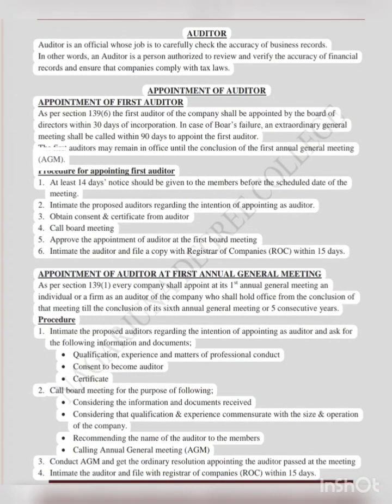AGM. Procedure for appointing first auditor. 1. At least 14 days' notice should be given to the members before the scheduled date of the meeting. 2. Intimate the proposed auditors regarding the intention of appointing as auditor. 3. Obtain consent and certificate from auditor.